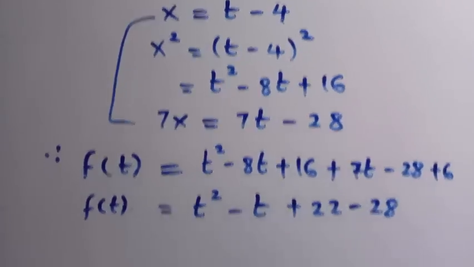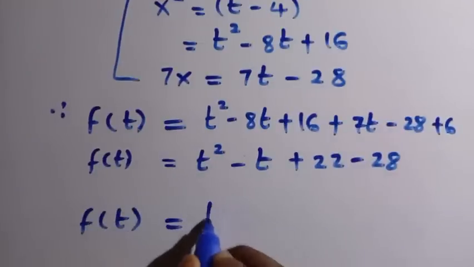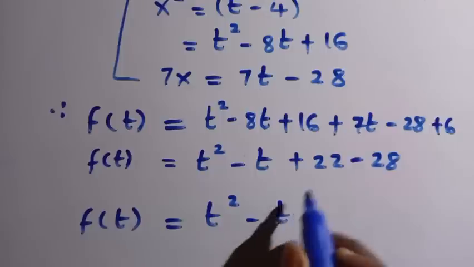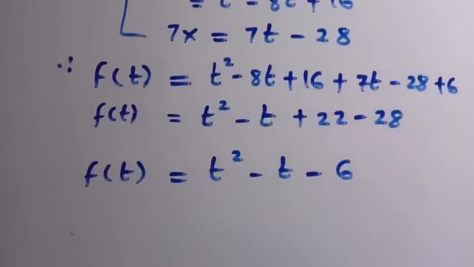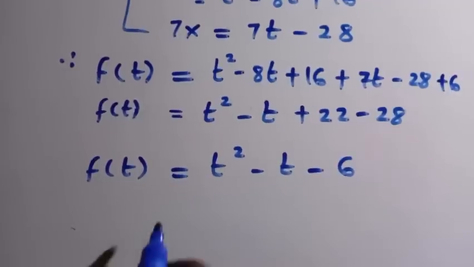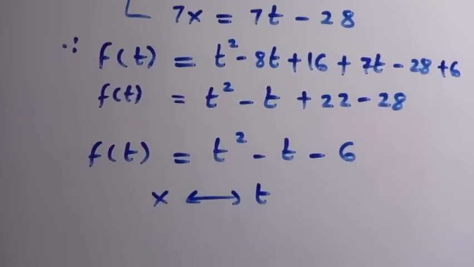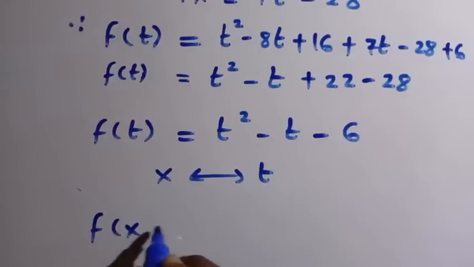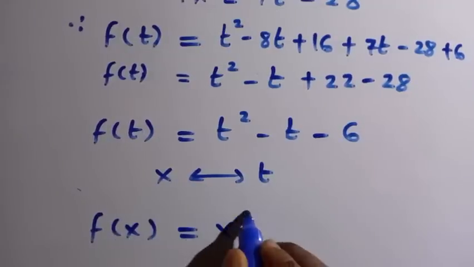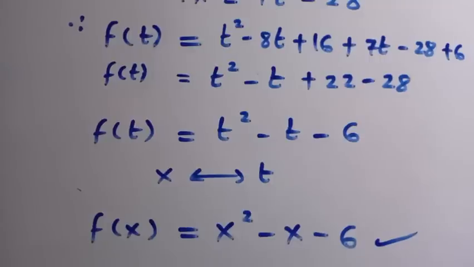So we are showing this step by step. Here we have f of t equals t squared minus t. So 22 and this, that gives us minus 6. So let's replace t with x. By replacing t with x, both of them are domain, they are members of the real numbers. Then we have f of x equals x squared minus x minus 6. And we are done. The first one and the second one are the same.